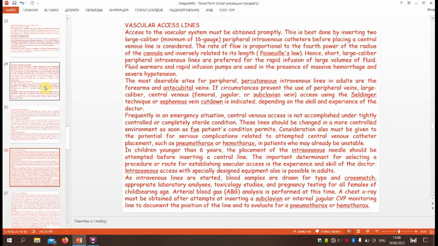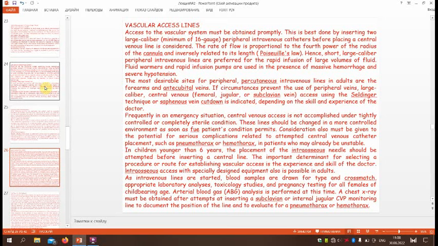Frequently, in an emergency situation, central venous access is not accomplished under tightly controlled or completely sterile conditions. These lines should be changed in a more controlled environment as soon as the patient's condition permits. Consideration also must be given to the potential for serious complications related to attempted central venous catheter placement, such as pneumothorax or hemothorax, in patients who may already be unstable.